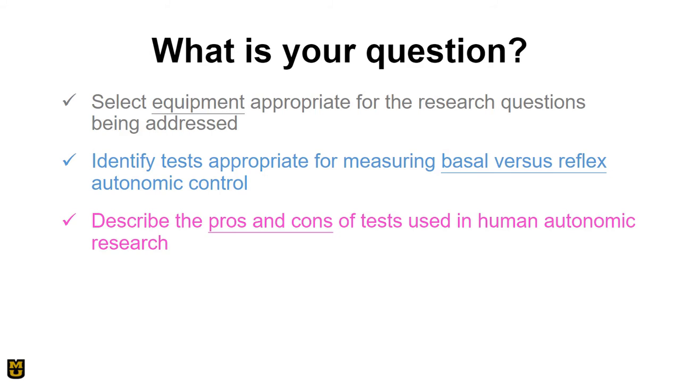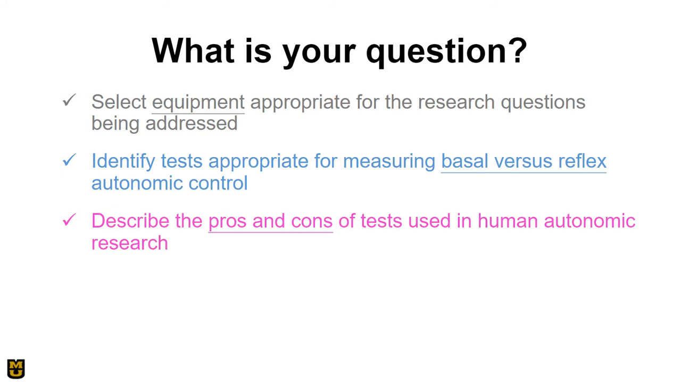All right, so now that you've got your lab space nice and quiet and your participants haven't eaten recently or taken any sort of medications or alcohol, it's time to start your study. So you need to decide what equipment you need, and knowing what equipment you need will be dependent on what your research question is. So for example, are you interested in measuring basal or reflex autonomic control?